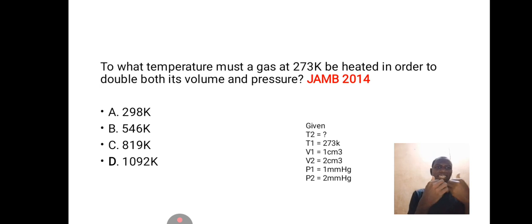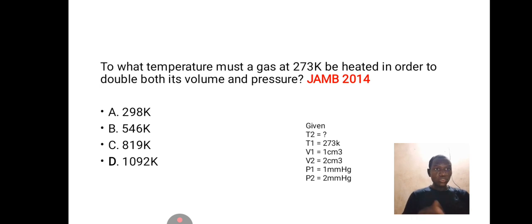So, if I said a temperature is given, and I'm now asking to what temperature will it be heated, I've already told you that T2 is not given. T1 is given, T2 is not given. Do you get that? Now, in order to double both its volume and pressure, it means volume and pressure double. It means V1, V2, P1, P2 are given.